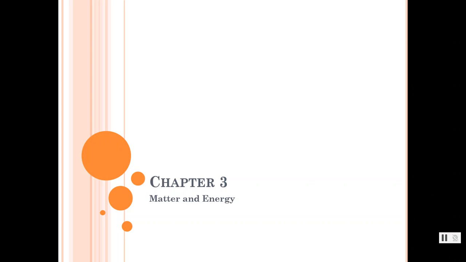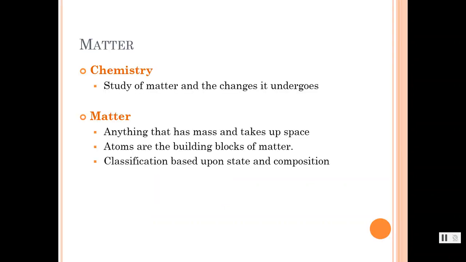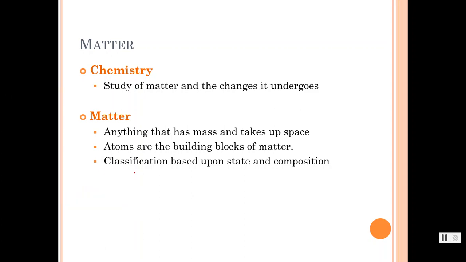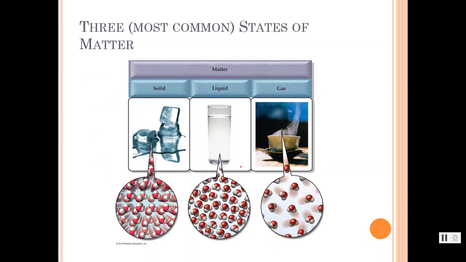Thank you for choosing to spend some of it to listen to Chapter 3, which is on matter and energy. So in Chapter 1, we introduced this concept of chemistry and said it was the study of stuff, which we defined as matter, and the changes that it undergoes. We briefly said that matter was anything that has mass and takes up space. In this chapter, we're going to deconstruct that a little more and talk about how to classify matter based upon its composition, what it's made of, but also based upon its physical state.